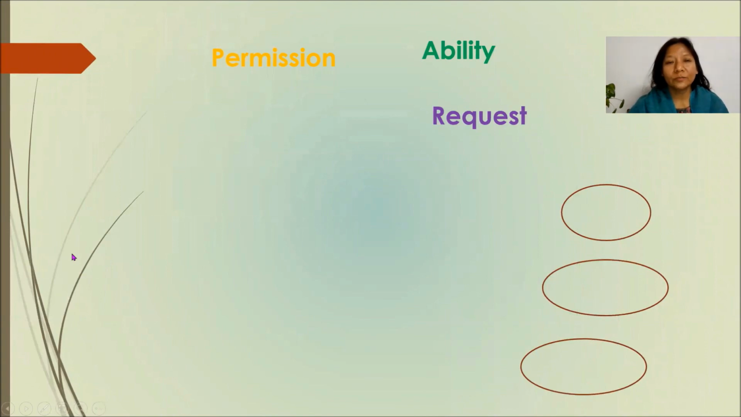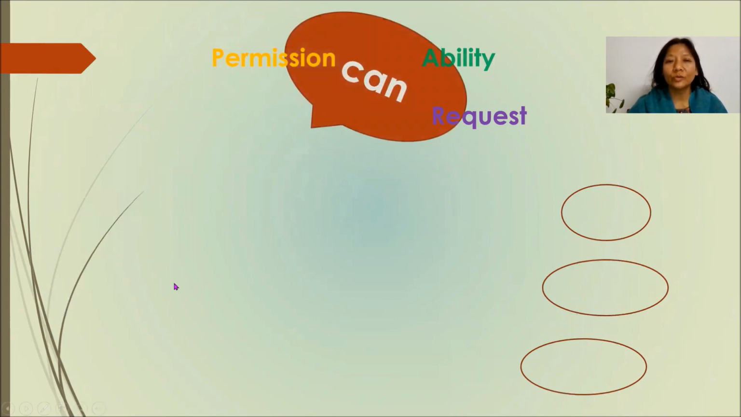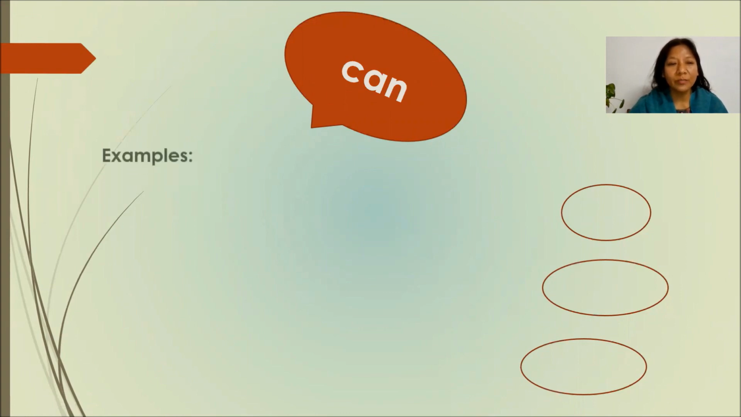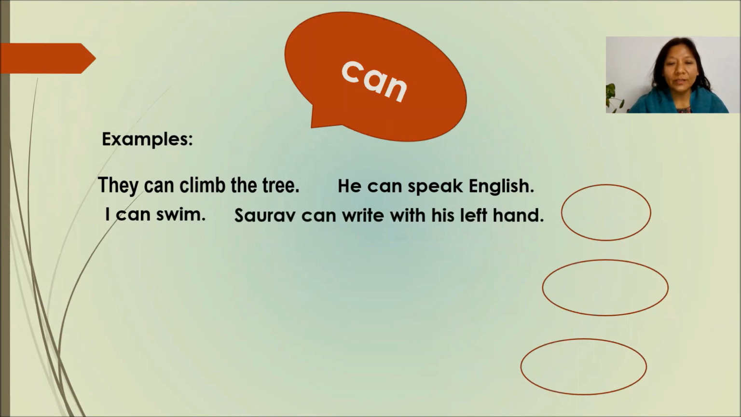Now let's learn modal verbs one by one. Can is one of the modal verbs which is used to show ability, permission, and request. For example, they can climb the tree, he can speak English, I can swim, Saurabh can write with his left hand. This is ability. To express ability, we use can.